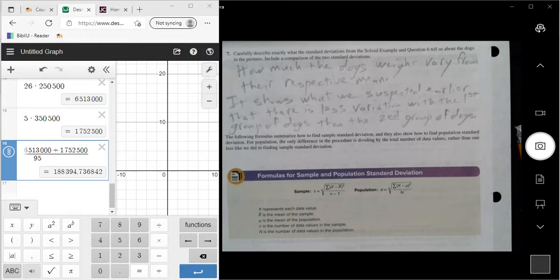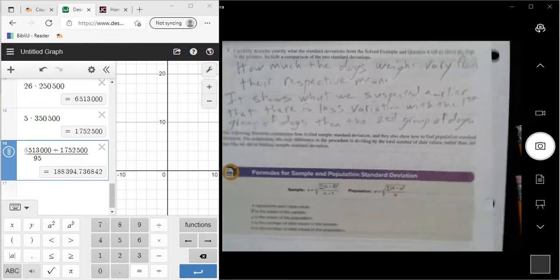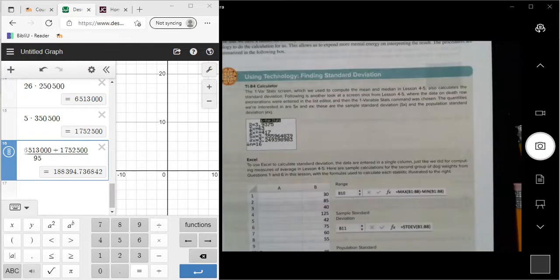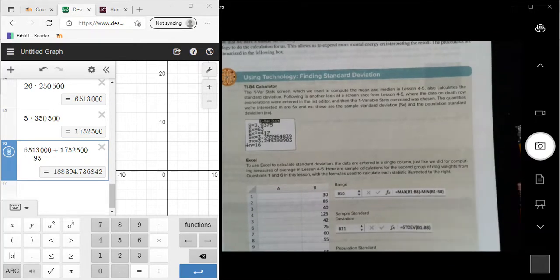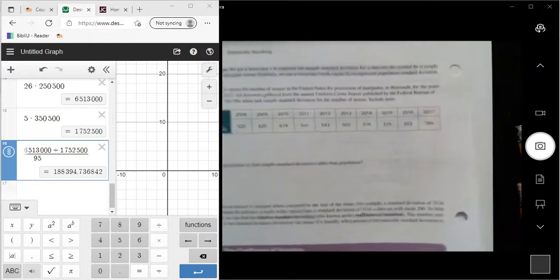Okay, so now we have what these values mean. X represents each data value. The X bar is the mean of the sample. The mu is the mean of the population. And then n is the number of data values in the sample, and capital N is the number of data values in a population. So if you notice here, these two are basically the same except for the denominator. That's where the big difference is in the values. Now, they do show you here how to do the standard deviation on the TI calculator. You can look at that at your leisure.